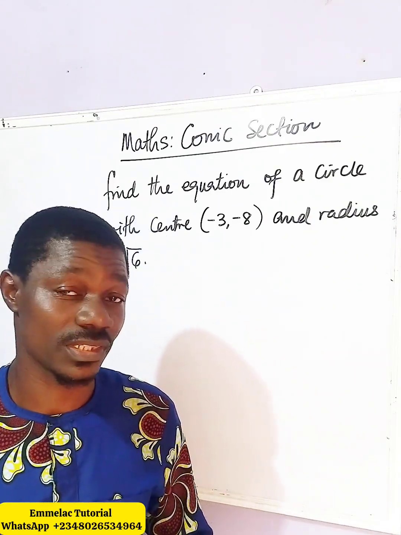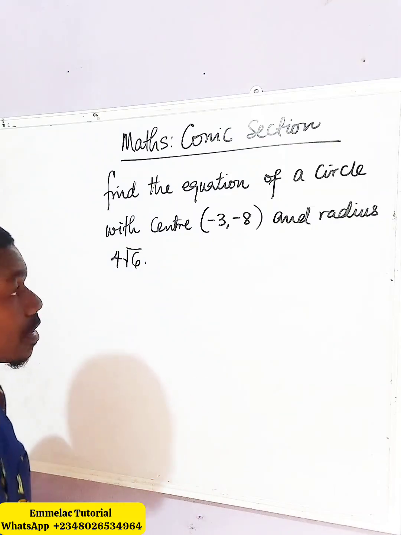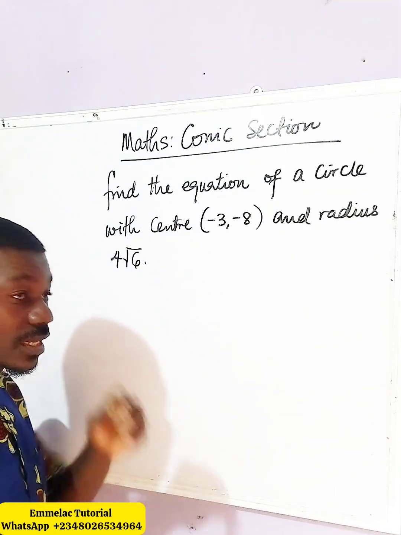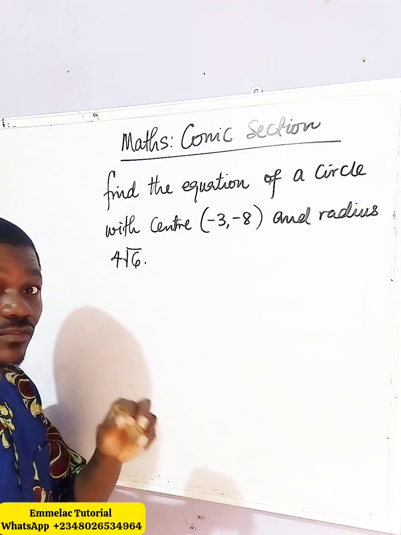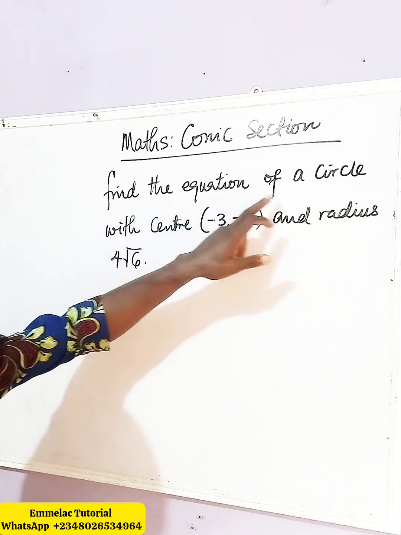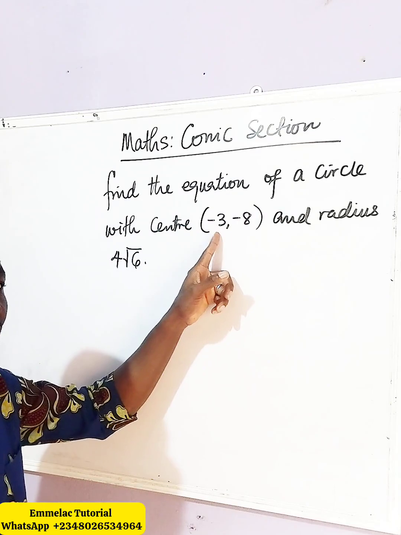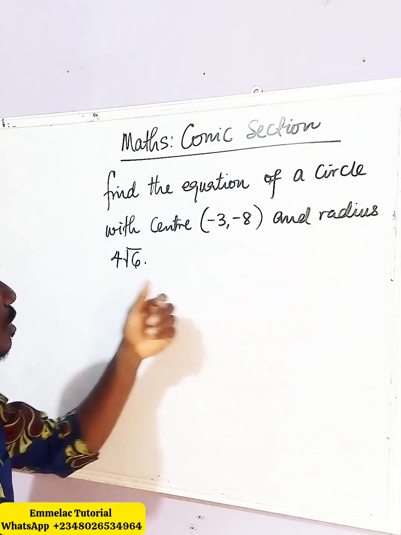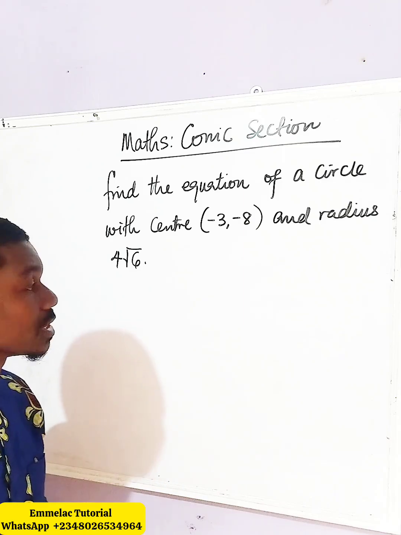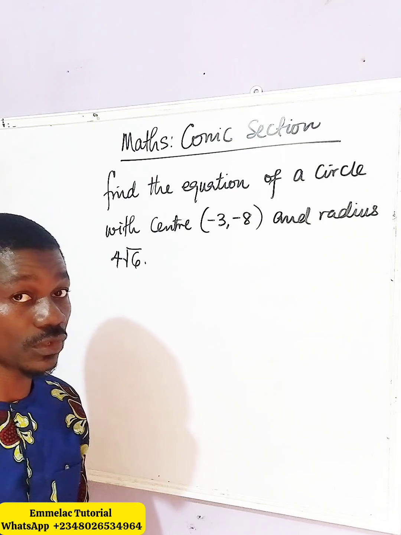Now before us is this beautiful question from conic section. This is a Year 11 maths question, further maths. Find the equation of a circle with center (-3, -8) and radius 4√6. First of all, we need to recall the equation of a circle.